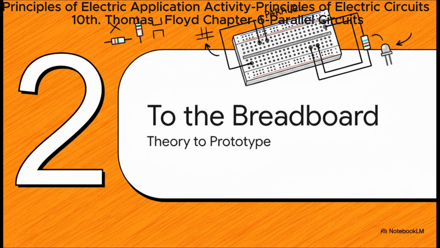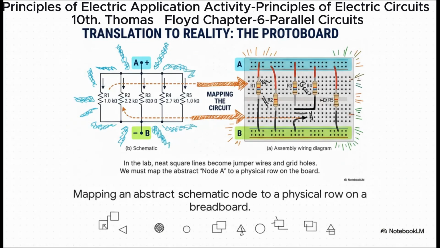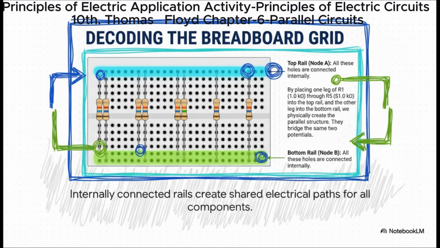Okay, that's enough theory. Let's get our hands dirty, well, virtually, and see how this actually works on a breadboard. We're taking it from the page to a real prototype. So here's where the magic happens, right? The translation. On the left, you've got our perfect little schematic with node A and node B. But on the right, that's the real world. That abstract idea of node A is now a physical thing, that entire top row on the breadboard. We're literally building the node with our own hands. So how does that even work?